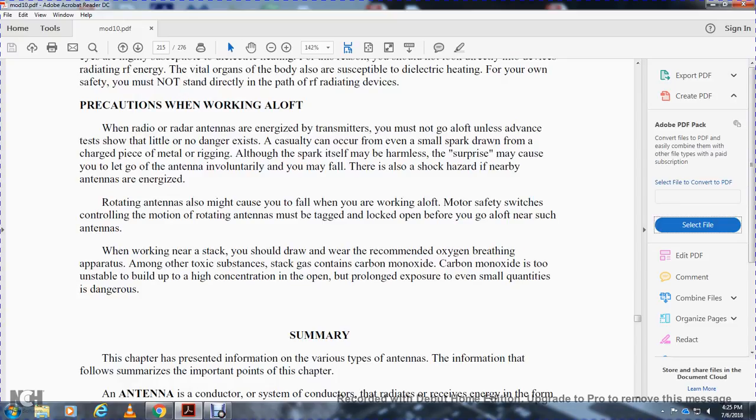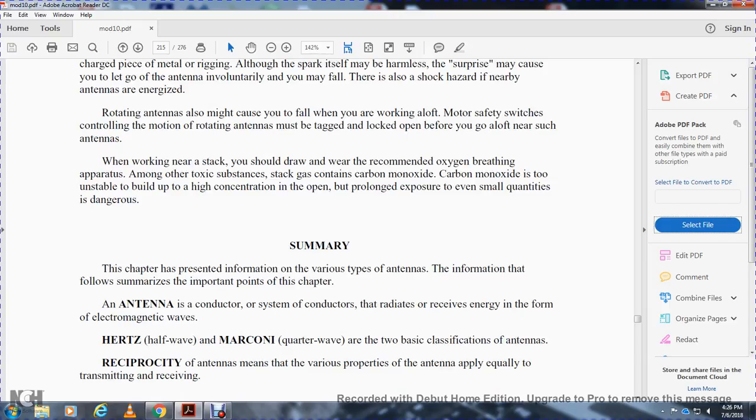Most safety switches controlling the motion of rotating antennas must be tagged and locked out before going aloft near such antennas. When working near stacks, you should be aware of the need for recommended oxygen breathing apparatus and of other toxic substances, such as stack gases that contain carbon monoxide. Carbon monoxide is too unstable to build up to a high concentration in the open, but prolonged exposure to even small quantities is dangerous. In Chapter 4, Summary.